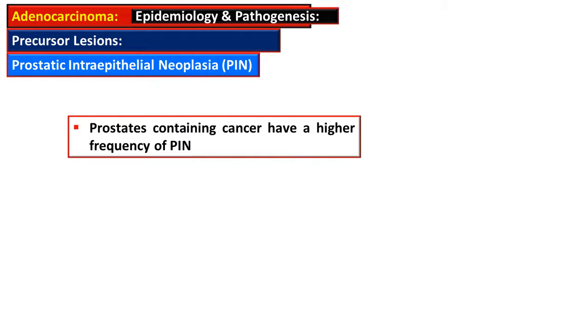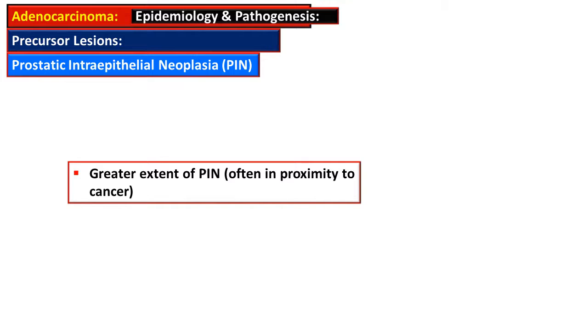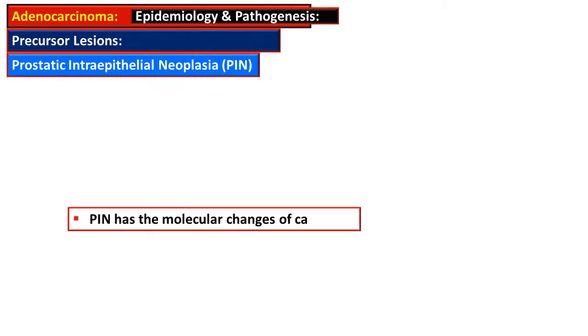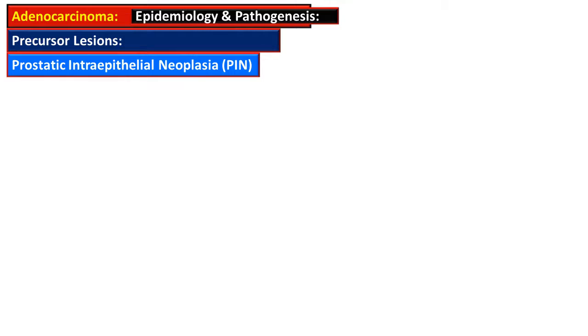The prostate that contains cancer has a high frequency of PIN, or prostatic intraepithelial neoplasia, and they are more prominently present in proximity to the cancer, and they have the same molecular changes as the carcinoma or adenocarcinoma. These are actually intraductal dysplastic epithelium that has proliferated, and these have the tendency to progress to carcinoma.